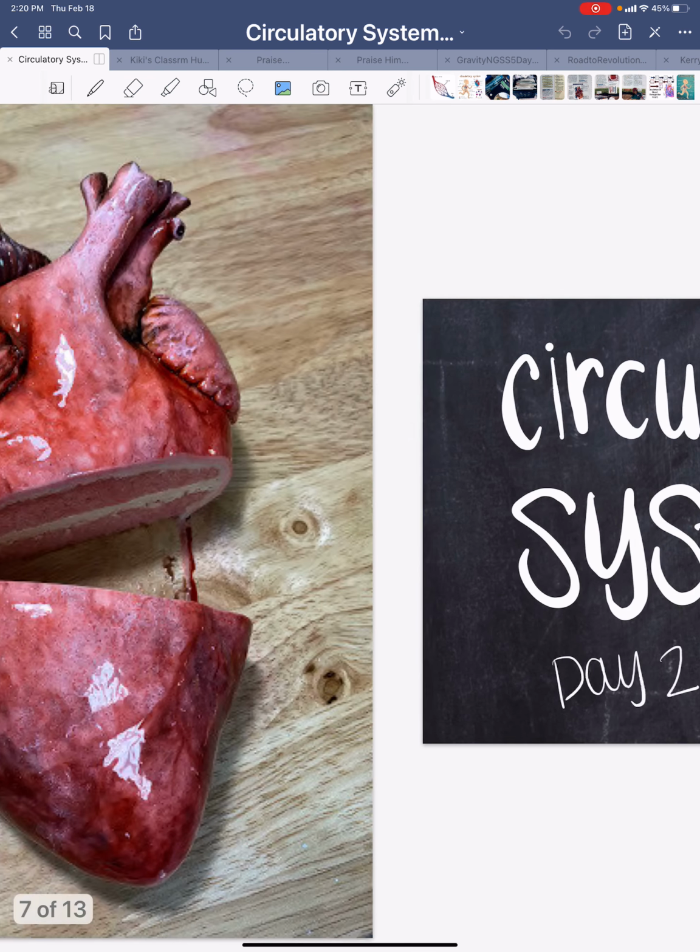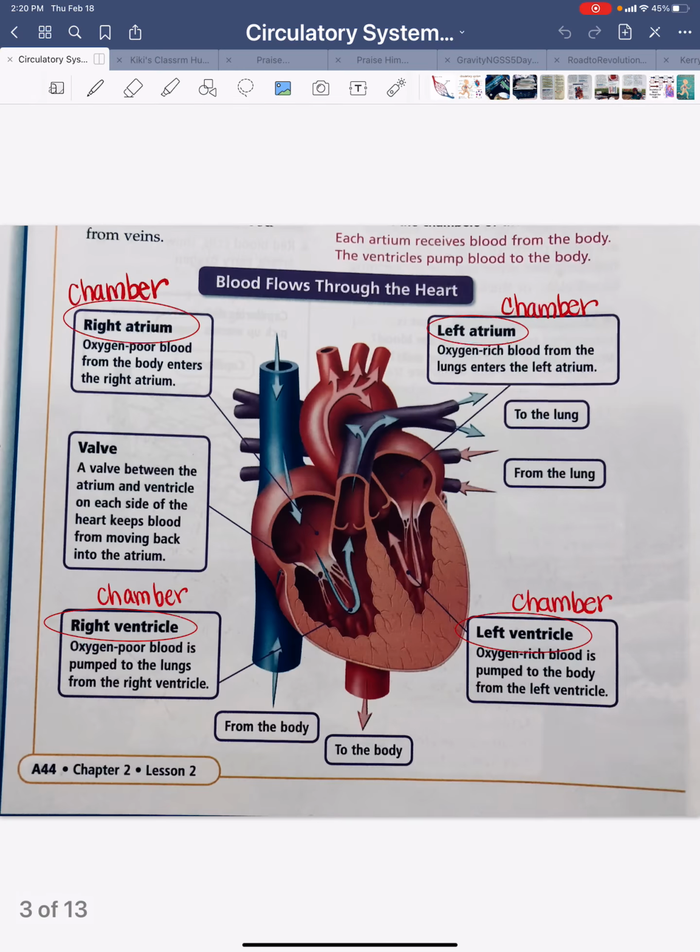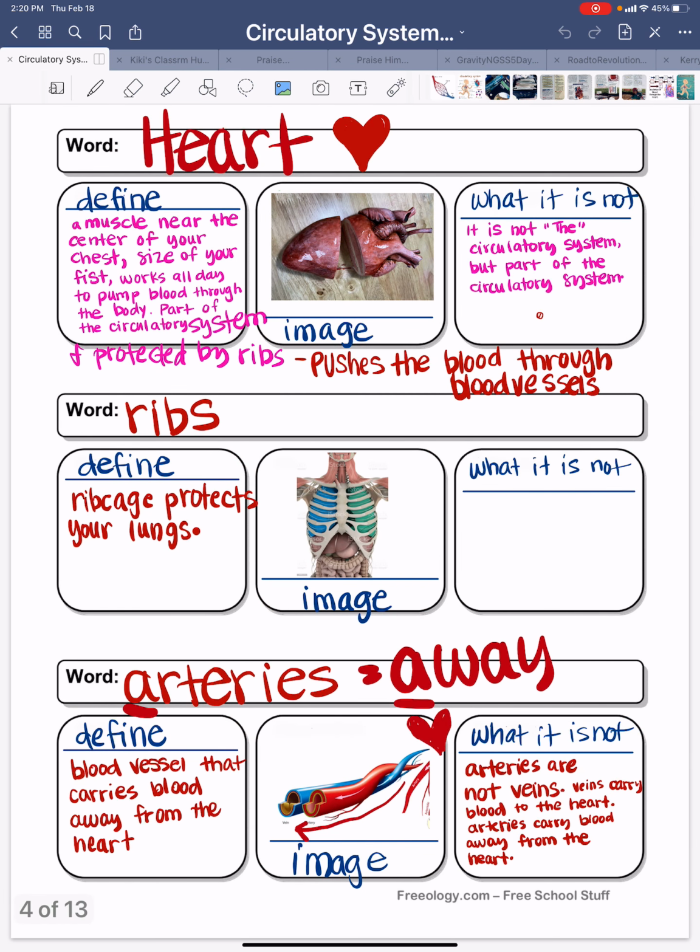Let's take a second and go back and review from yesterday. Okay? Our definitions, we learned some new words. Heart, we learned that a heart is a muscle near the center of your chest, the size of your fist. It works all day to pump blood through the body, part of the circulatory system, and it's protected by your ribs. It pushes the blood through the blood vessels.